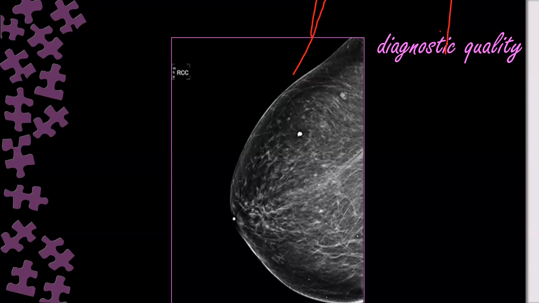Okay, before going to MLO, is it an optimum image or not an optimum image? For me, not optimum image. Inadequate image. Why? Because the posterior part of the breast is not the best. The posterior part of the breast, any lateral.